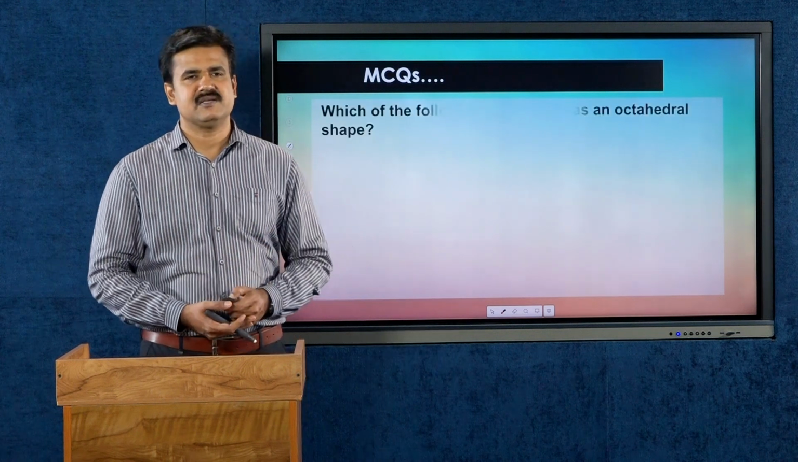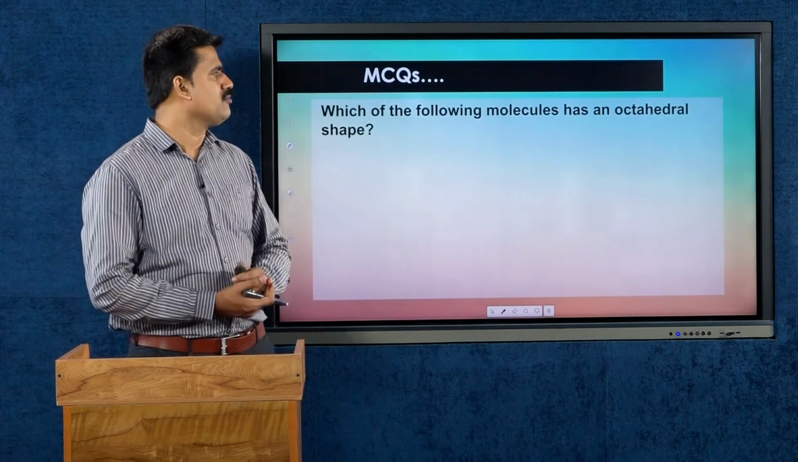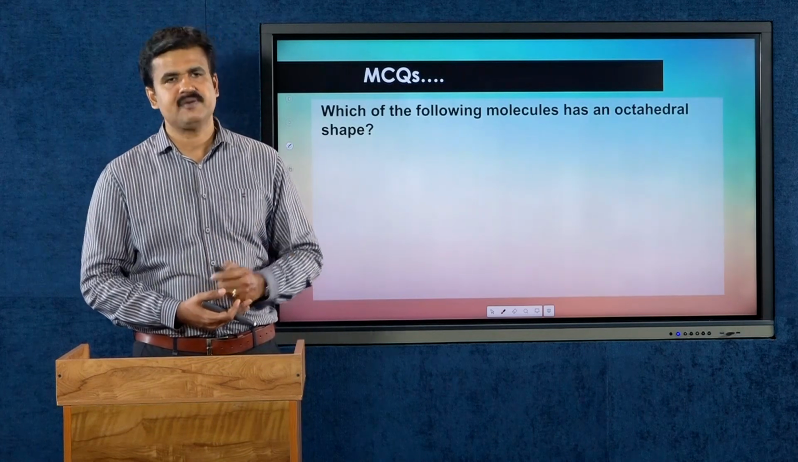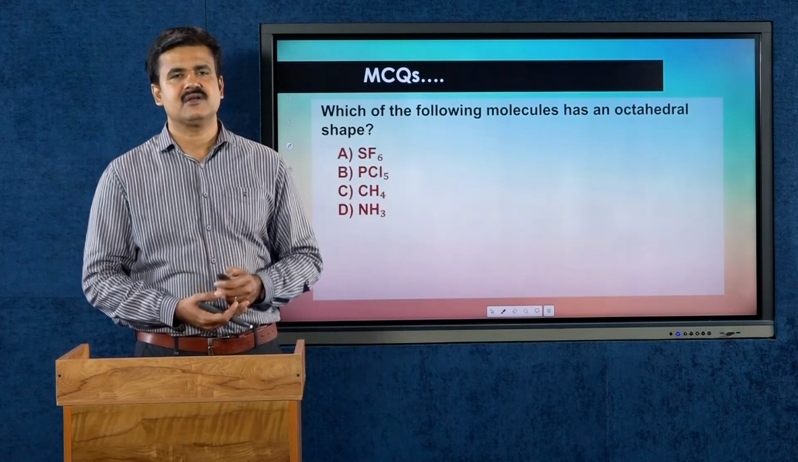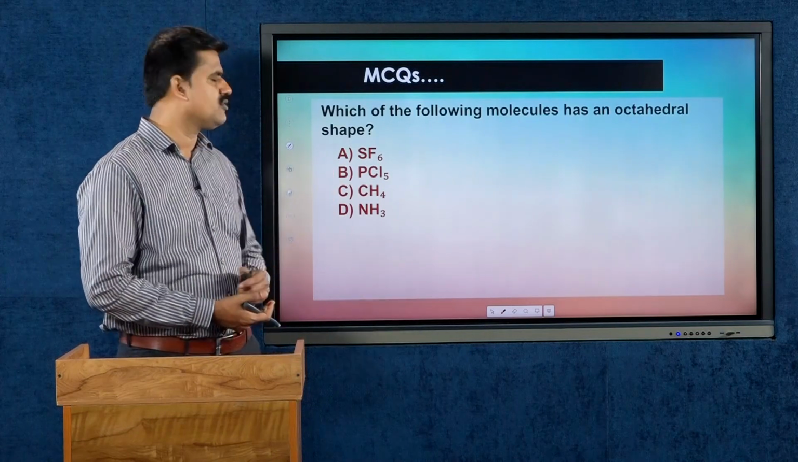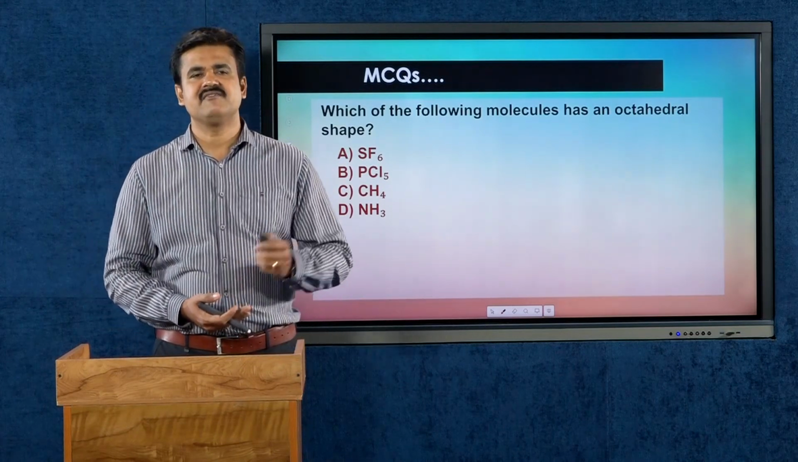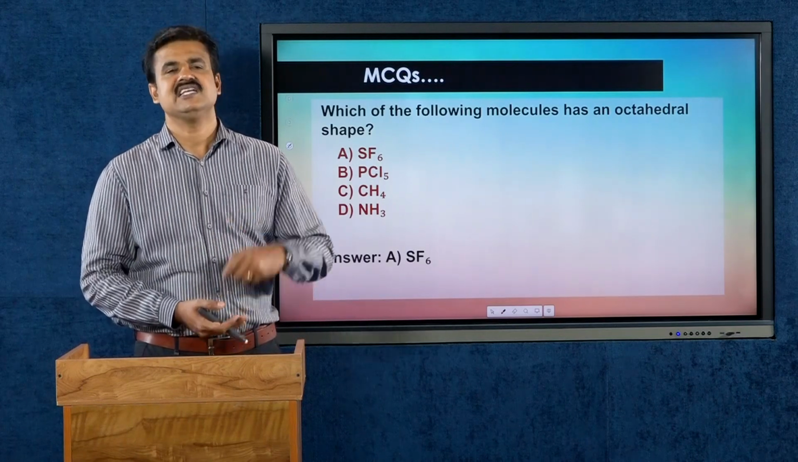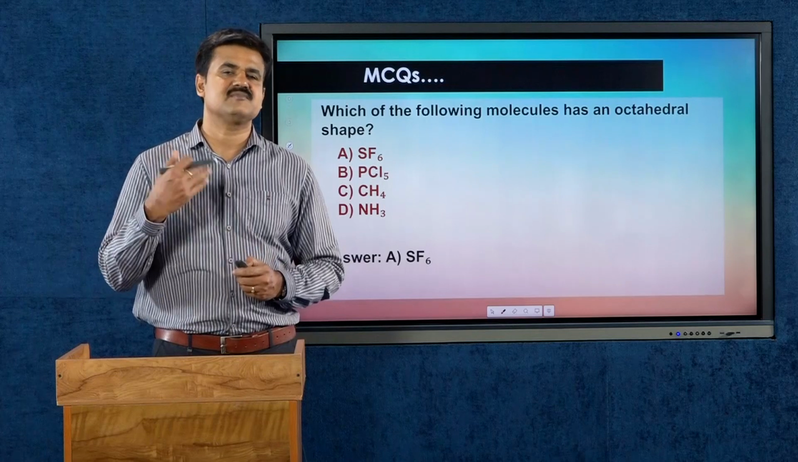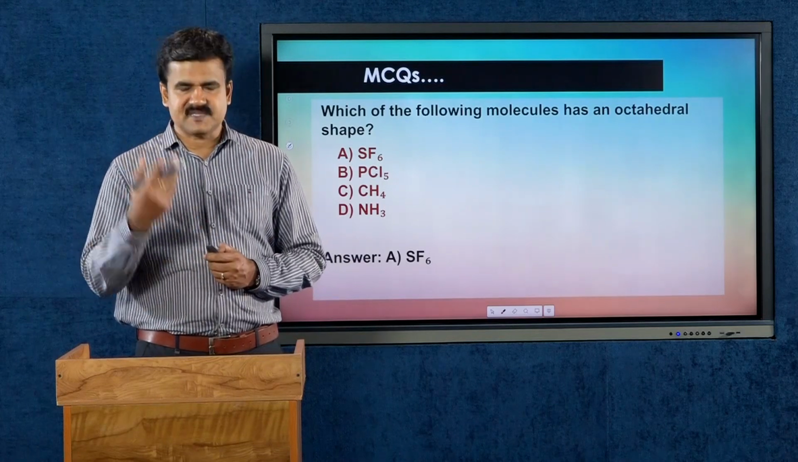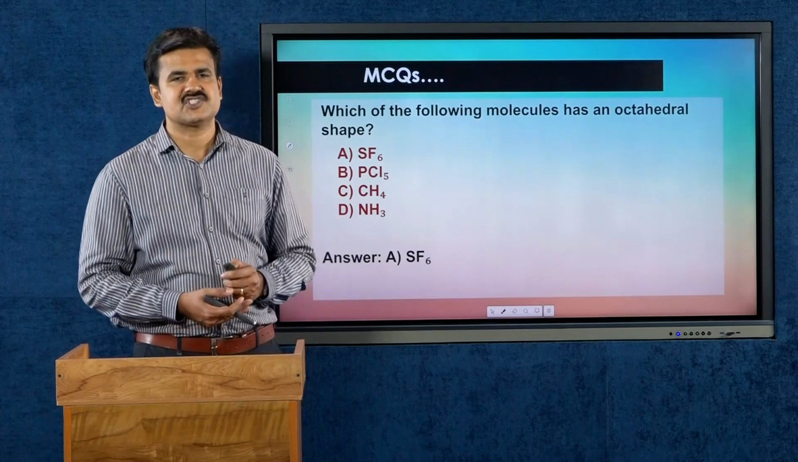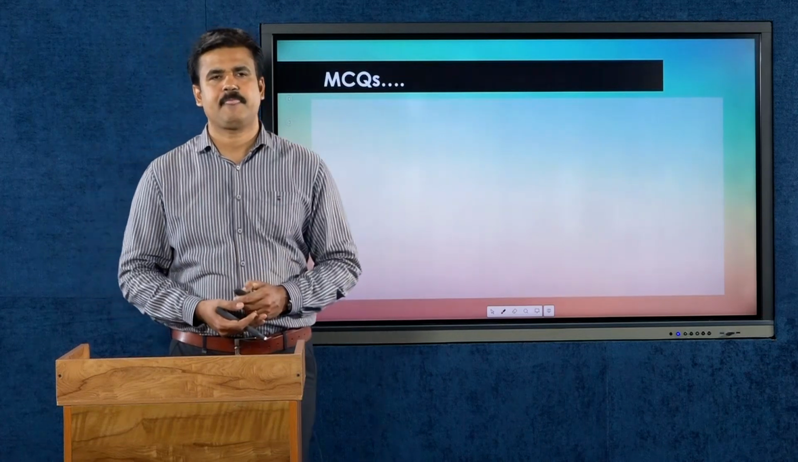Moving on to the next MCQ, which of the following molecules has an octahedral shape? The question is about the shape. These are the options: SF4, PCl5, CH4 and ammonia. It is very clear that your answer is option A, that is sulfur hexafluoride. SF6 is a molecule where the central atom sulfur exhibits sp3d2 hybridization, so it is associated with the regular octahedral shape or octahedral geometry.